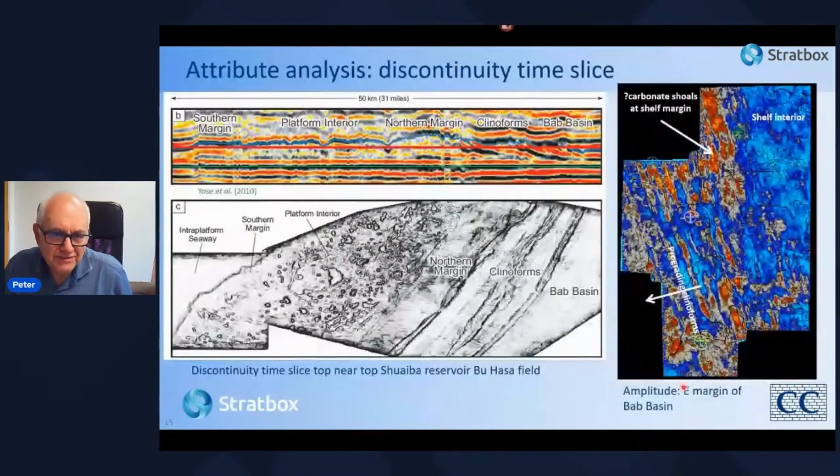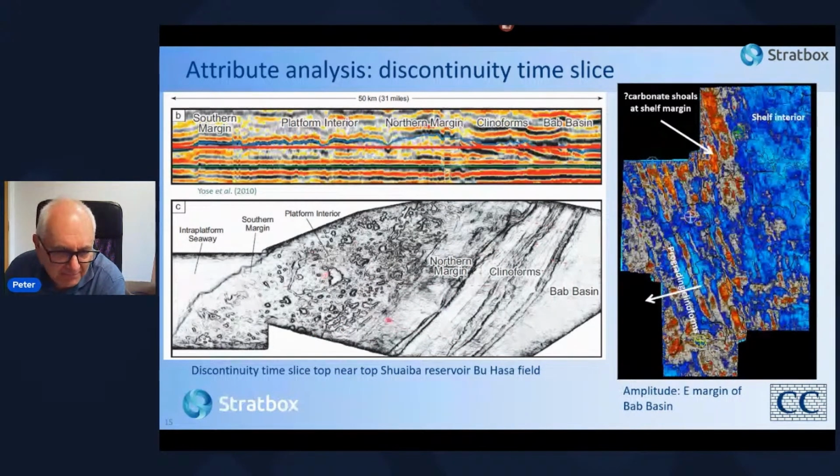Now, I want to show you something about how spectacular these clinoforms are. This is a time slice mapping near the top Shuaiba reservoir of the Bu Hasa field in UAE, and it represents this red line through here. And we can see all the different facies and components in the carbonate system.